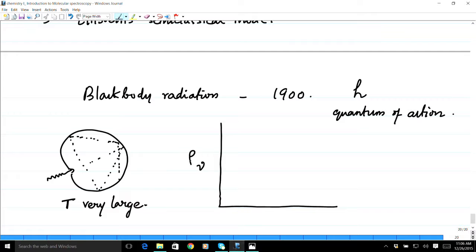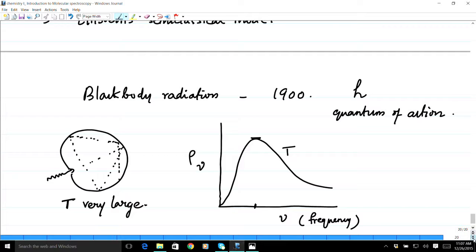If you write the radiation density as rho nu as a function of nu, the frequency, one typically gets a graph something like that for a given temperature T. Radiation density is distributed for various values of the frequency with different densities, but it also has a maximum, that is, the density is maximum for a particular frequency at any given temperature.